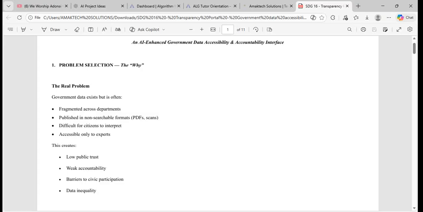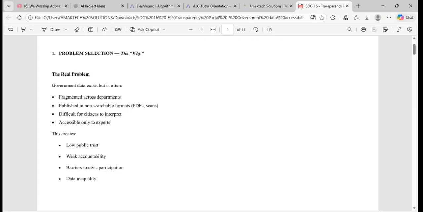This is because it is in non-searchable formats, so it will be hard for citizens to find it because it is scattered in different places and sites, so it will be difficult to access. It will be only accessible to people who are directly attached to it, and also accessible only to experts.